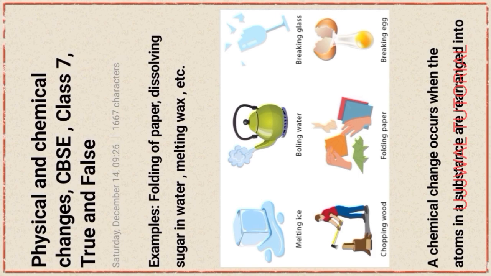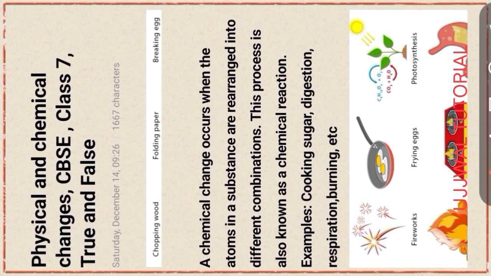Some are reversible and some irreversible. Reversible physical changes are melting of ice, boiling water, folding paper. But irreversible physical changes are breaking glass, cooking oats, breaking egg. Now, a chemical change occurs when the atoms in a substance are rearranged into different combinations.